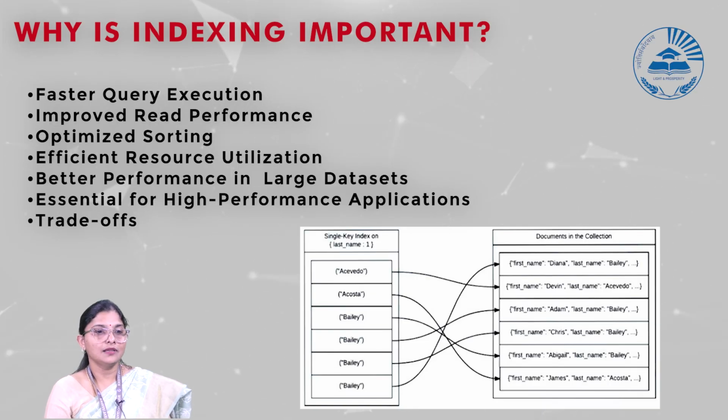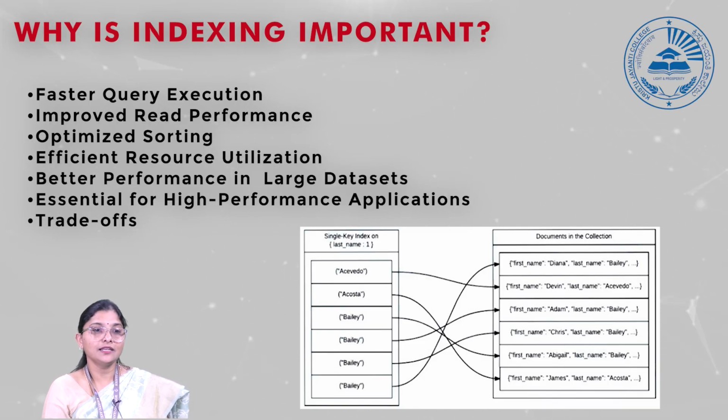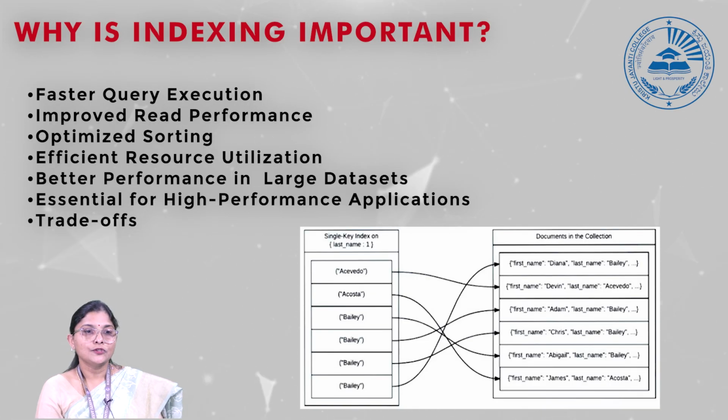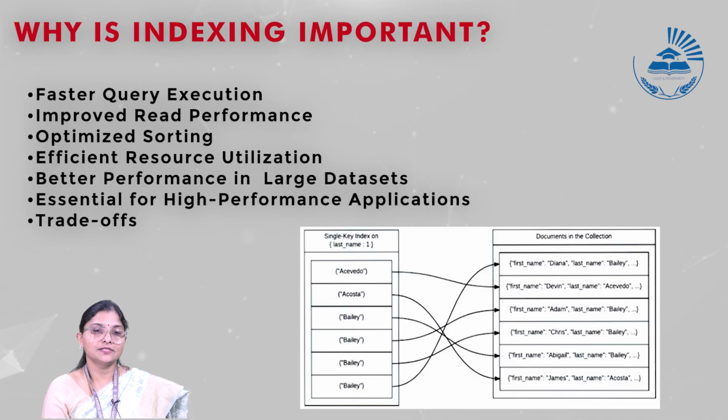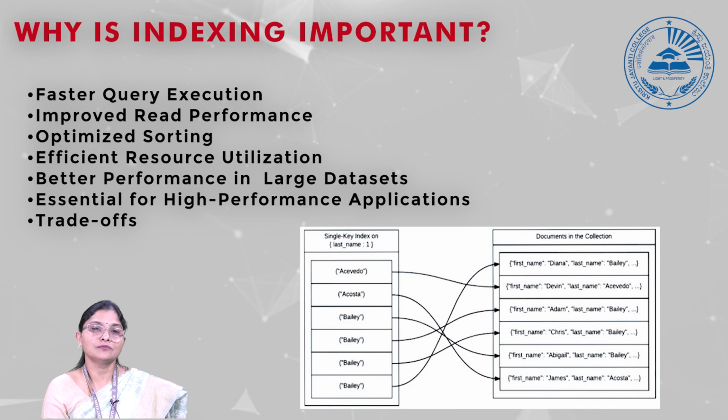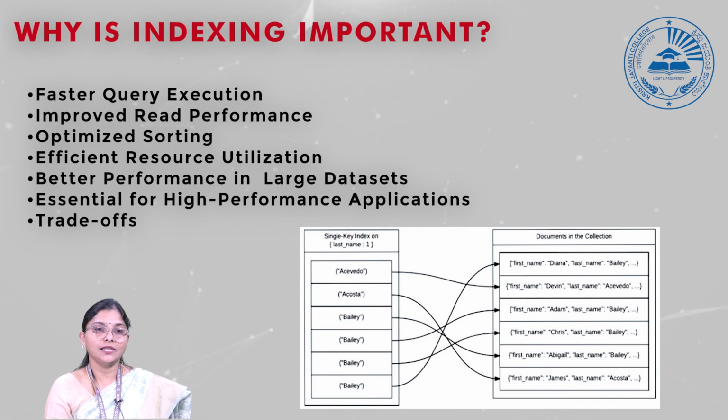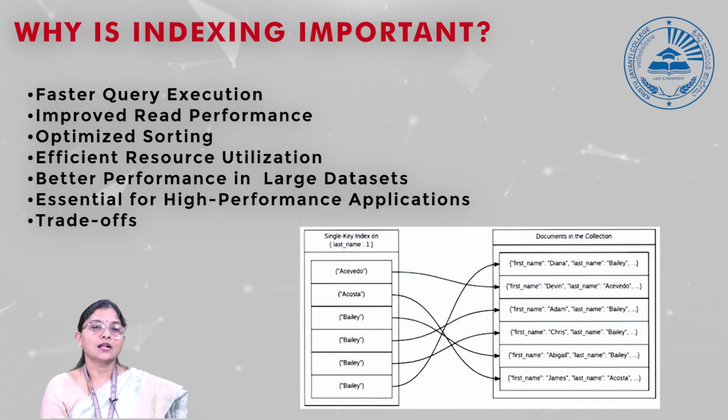The first table shows the single key index on the last name. In the index table, the field value which we have used for the index and the address of the document are stored. So when we search for a particular document, MongoDB first looks into the index table, then fetches the corresponding document with the help of the index table.